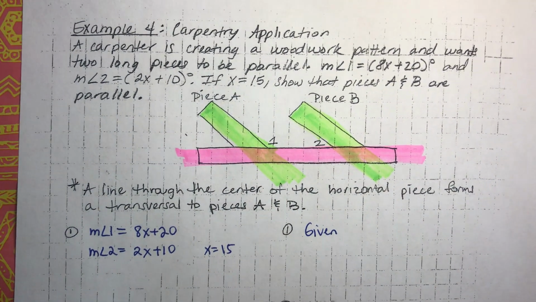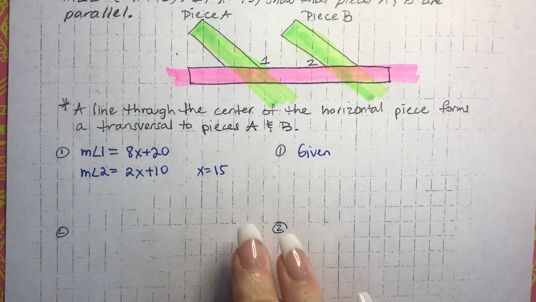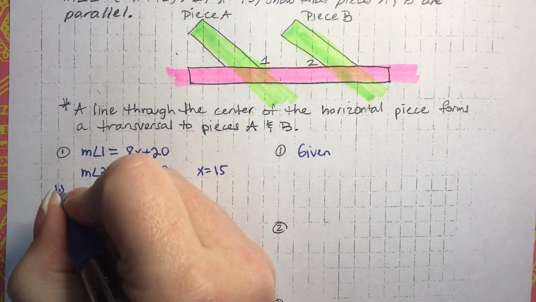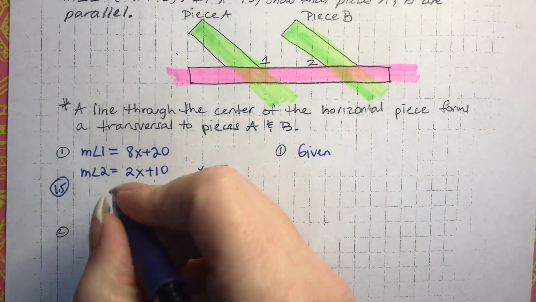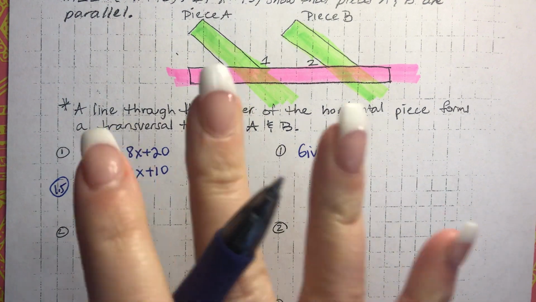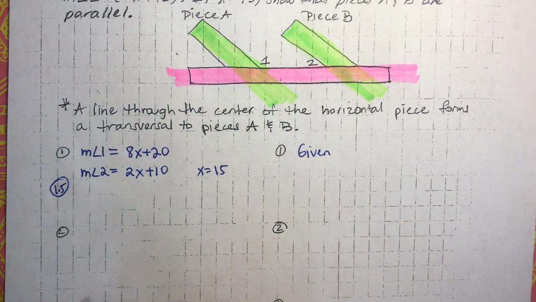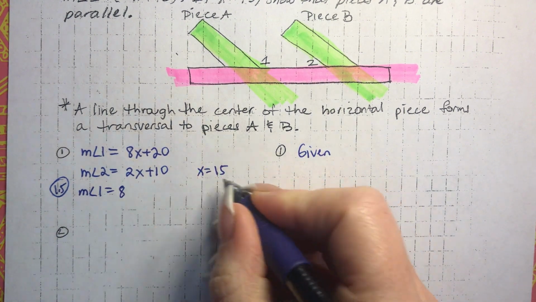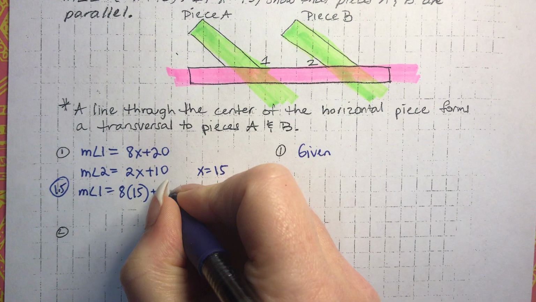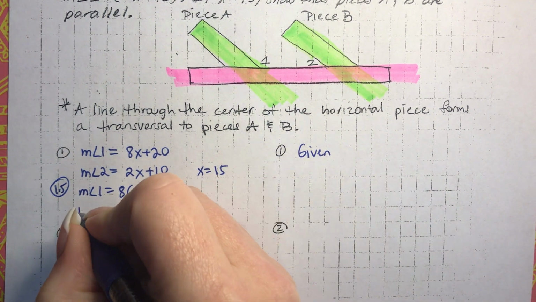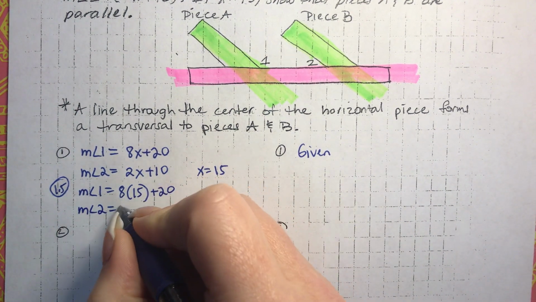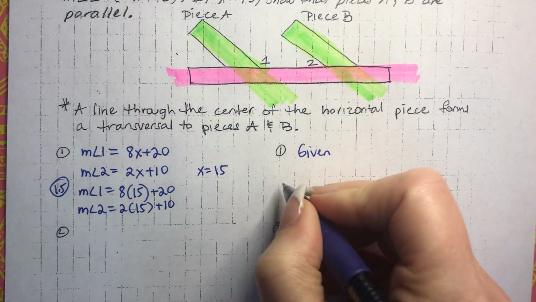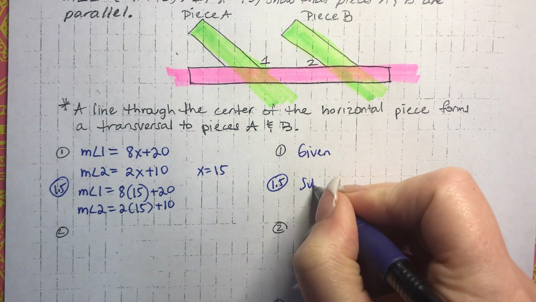right? And I'm going to move this up. So then what do we do? If you said we substitute, you're exactly right. And I'm going to make this a 1.5 just to try to keep everything kind of closer so I can keep it in one screen since I'm making this video. So I'm just going to go measure of angle 1 equals 8 times 15 plus 20, and measure of angle 2 equals 2 times 15 plus 10. And this is 1.5, and that's just substitution.